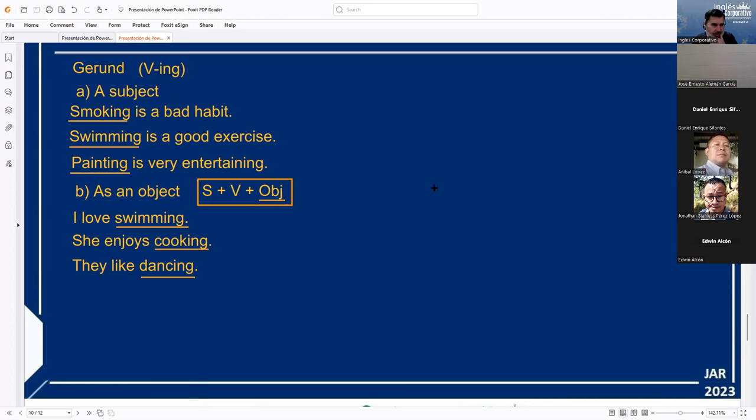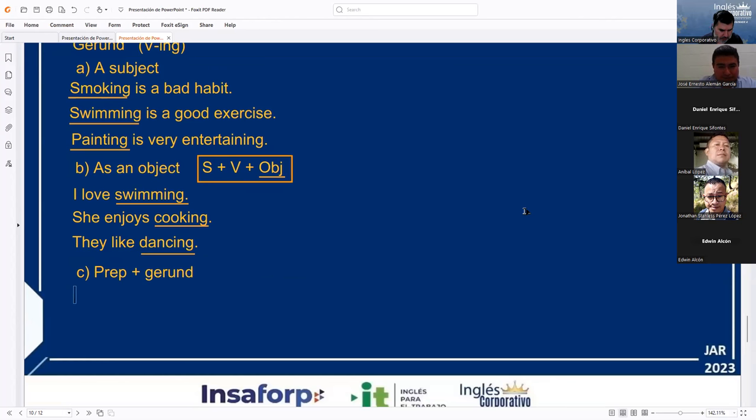Okay, let me see. Then we have another one. Preposition plus gerund. Preposition plus gerund. And you say, teacher, preposition plus gerund? Yes. For example, after working, he takes a rest under a tree. After working, he takes a rest under a tree.